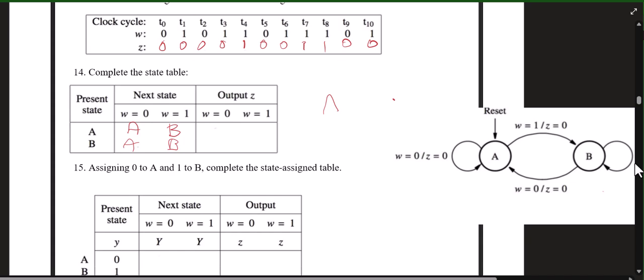And we have outputs of 0 on all of these except for, looks like I didn't write it here, this last one, which is W equals 1 and Z equals 1. So when W equals 0, your output is definitely 0. And when W equals 1, your output will be 0 unless you're in state B, and then your output will be 1.